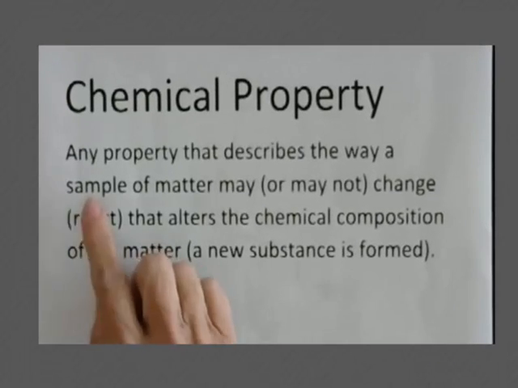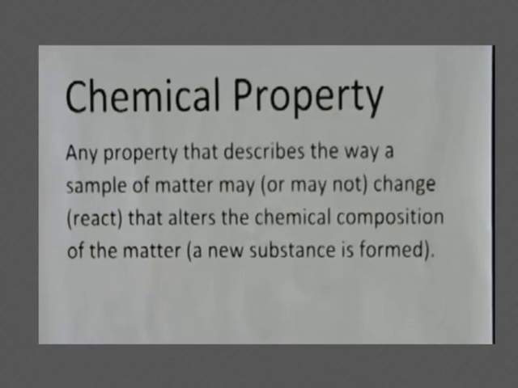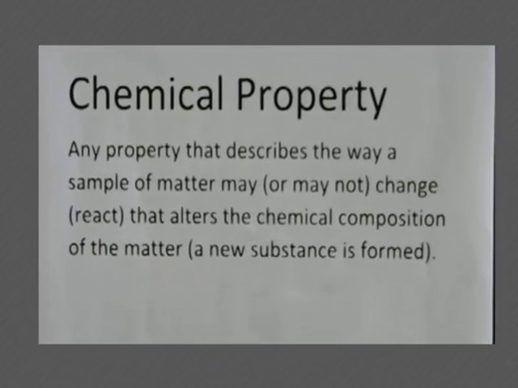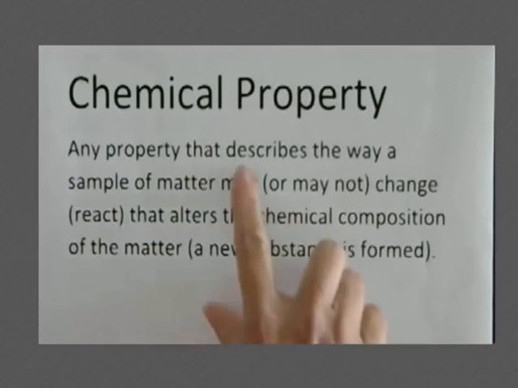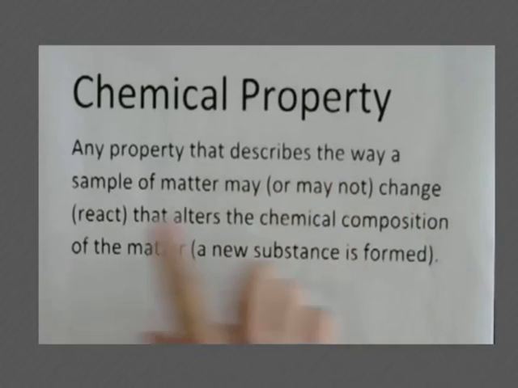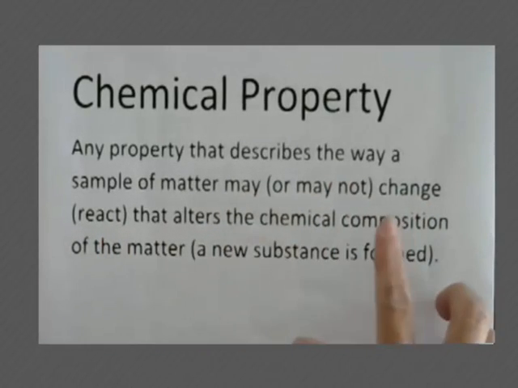Well, that's any property that describes the way a sample or matter may change, but this time the change has to alter the chemical composition of the matter. So I need to have a new substance when I'm done. What we observed before, I ended up still with H2O and Mg, still water, still magnesium. So what is a chemical property of water and what is a chemical property of magnesium? Well, I have to be able to describe how it's going to change or react.